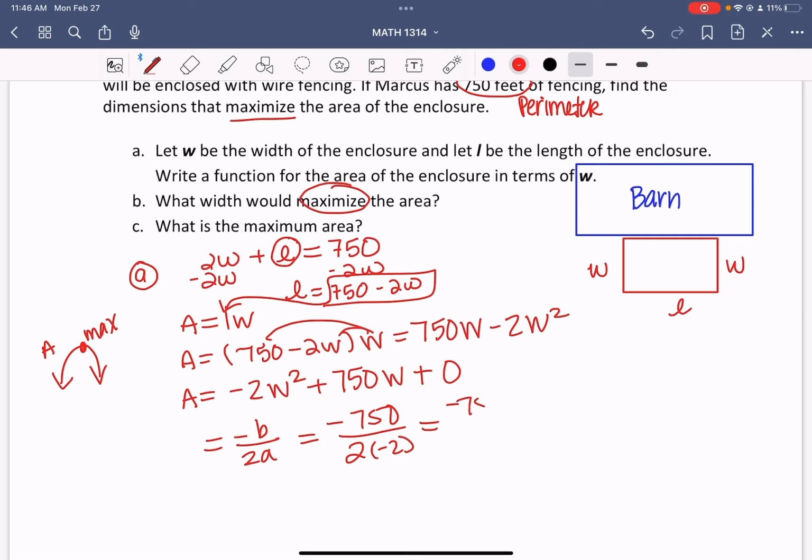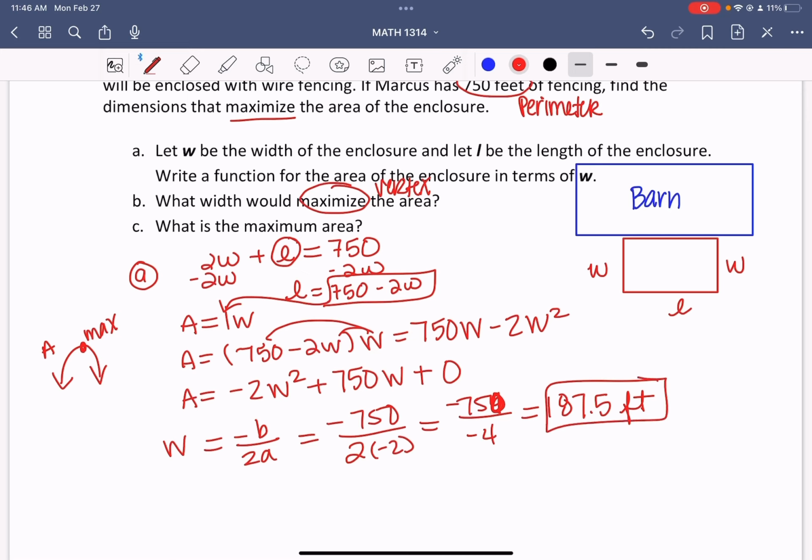Gives me negative 750, 750, getting ahead of myself, over -4, which reduces to 187.5 feet. This is representing our W in this case. So what width would maximize the area? The word maximize, you want to think vertex, and W is representative because instead of our X, we have that W. So that means that would be the width that would maximize it.